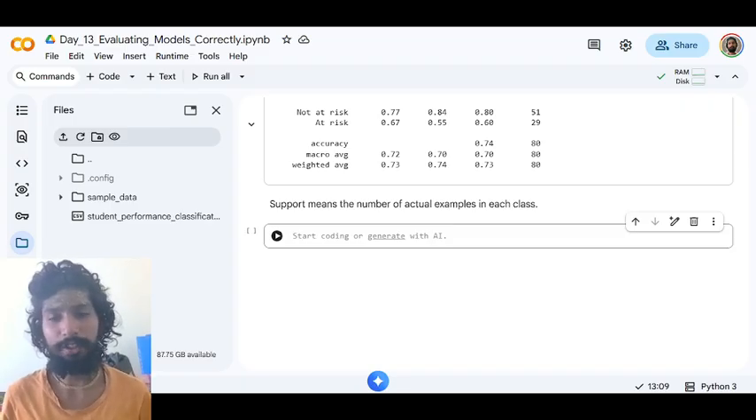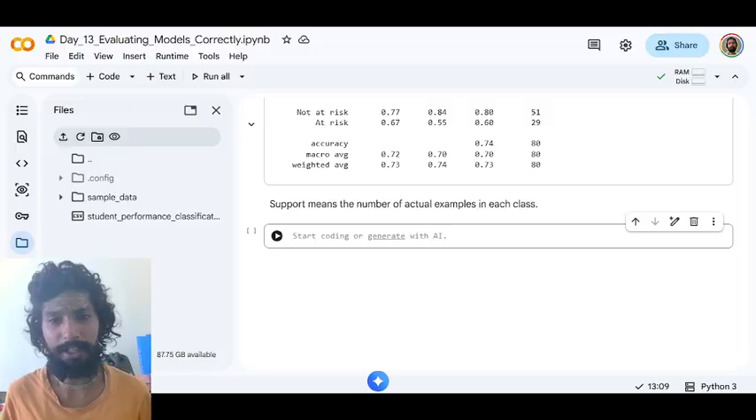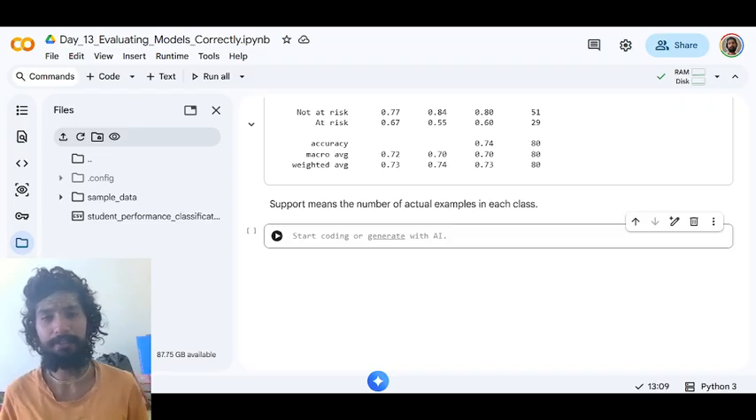Focus especially on the at-risk row. That row tells us how well the model handles the students we want to identify. The report may also display macro average and weighted average. For now, the main rows to understand are not at risk and at risk.